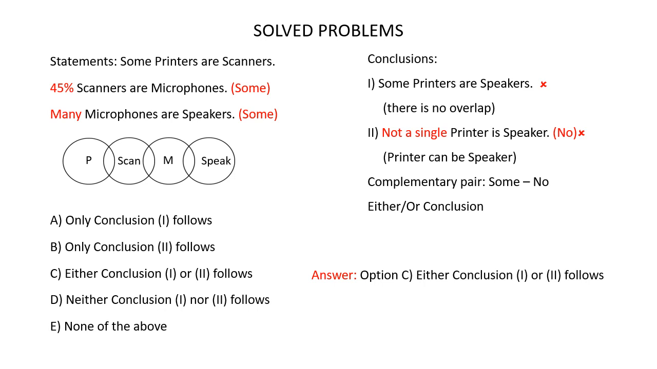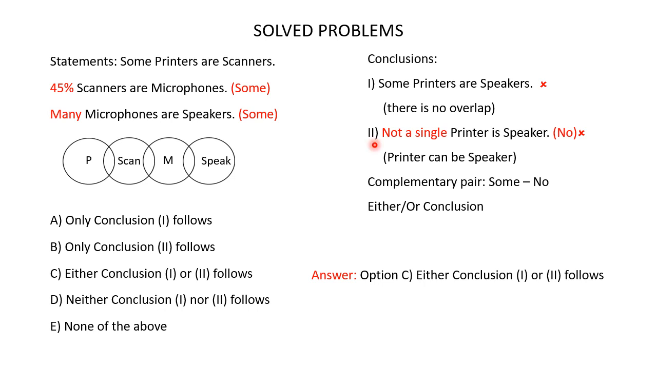Conclusion 1. Some printers are speakers. So you have printers here and speakers here. Clearly you can see that there is no overlap between printers and speakers. So all printers are not speakers. So if all printers are not speakers, the conclusion some printers are speakers is wrong. Conclusion 1 does not follow.